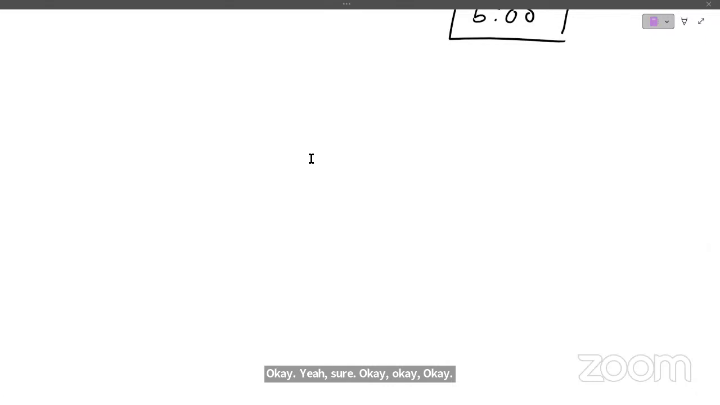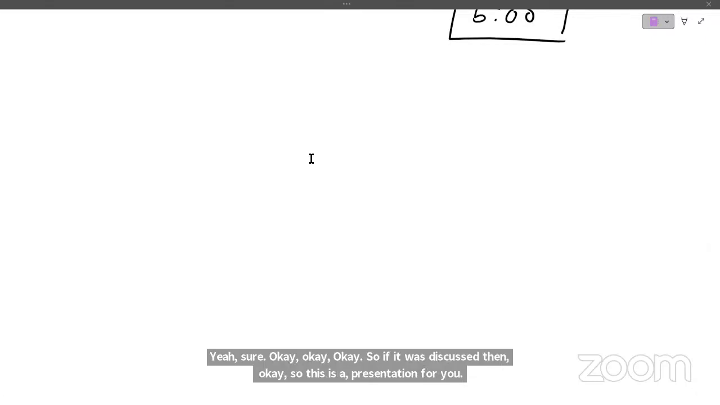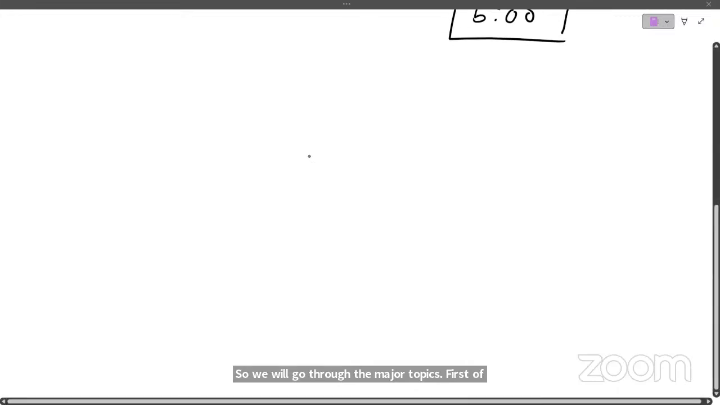So we'll go through the major topics. First of all, start with the function, and this 5th week, start with the composition of function, right? So you learn what is the composition function, and then you learn how to compute its domain and range and how it looks like. Okay, so everyone is clear with the concept of function? What do you mean by function?